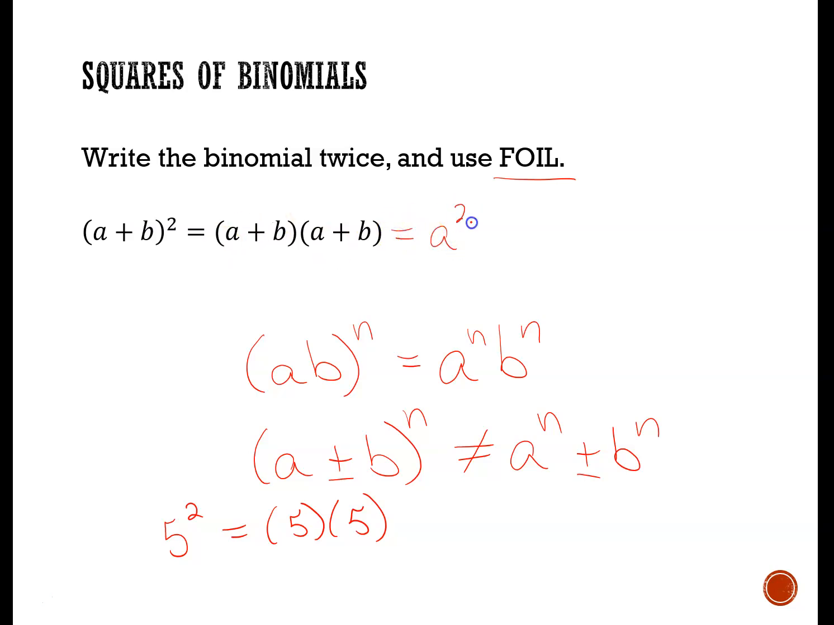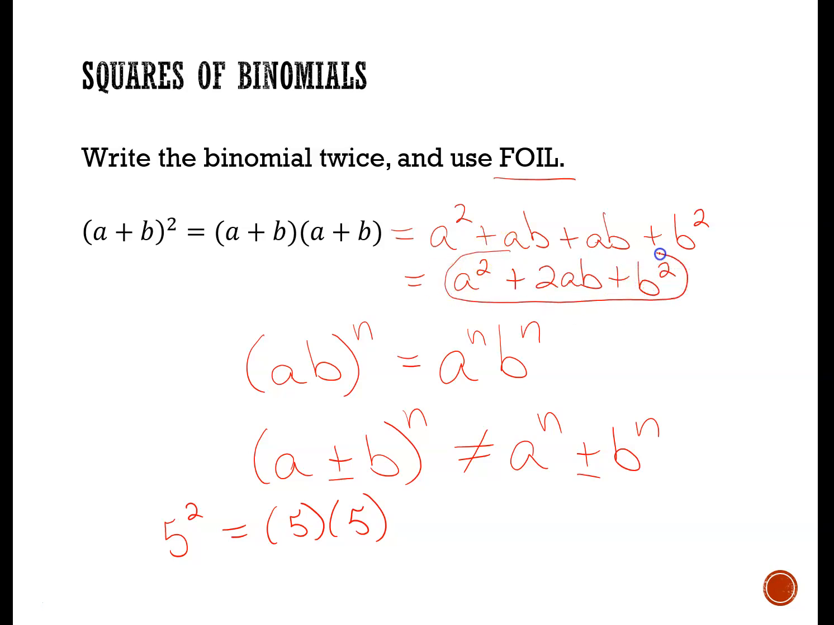In fact, let's go ahead and FOIL that out. First would be a squared. Outside would be ab. Inside would be ab. And last would be b squared. So when you combine those terms in the middle, 1ab plus 1ab is 2ab. And that is what you would get. That's the correct answer. If I just square a and square b and wrote a squared plus b squared, that would not be correct. It's missing that middle term. So let's practice.